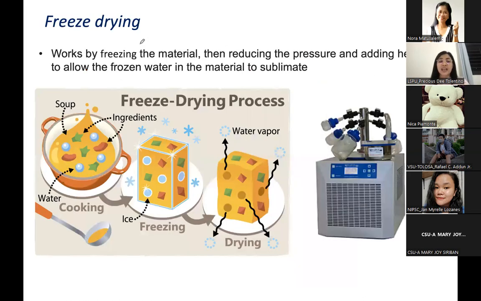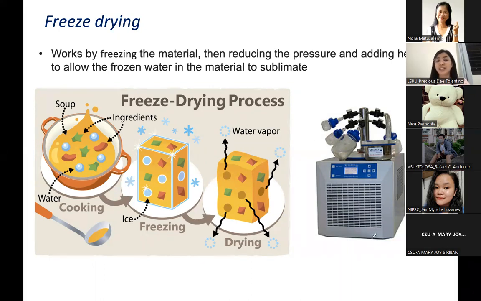Okay? And we have here freeze drying. So this works by freezing the material, then reducing the pressure and adding heat to allow the frozen water in the material to sublimate. So ito yung process niya. For example, itong soup, if i-freeze dry siya, ayan siya, and then yung remaining water vapor, i-allow siya to sublimate. Kaya nare-remove yung moisture. So ito yung kanyang equipment.